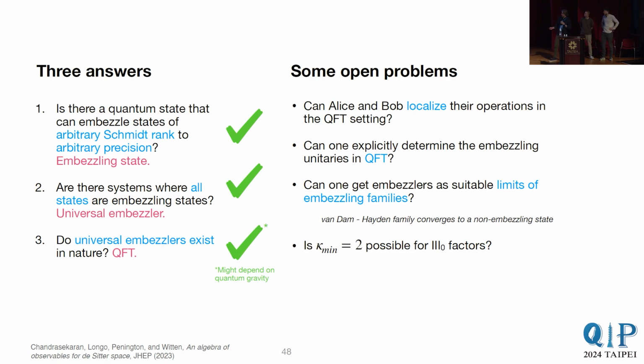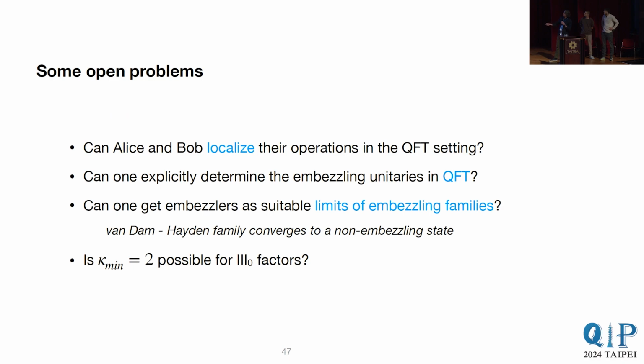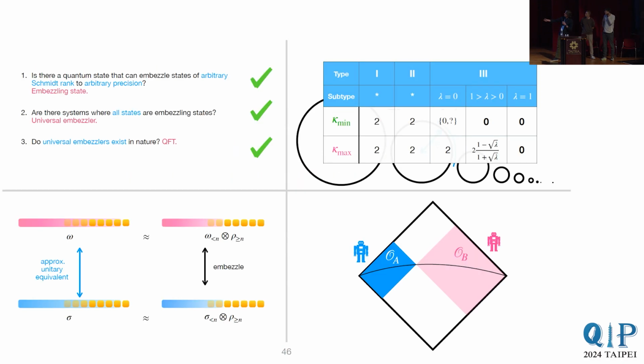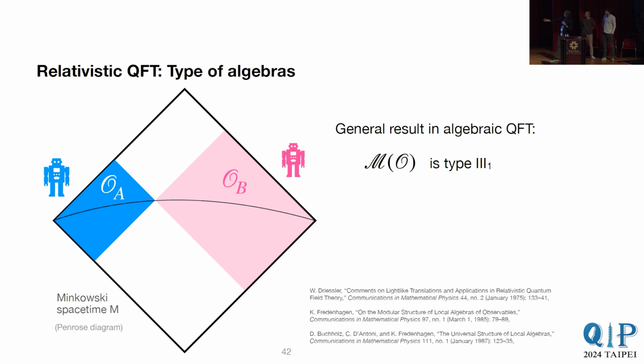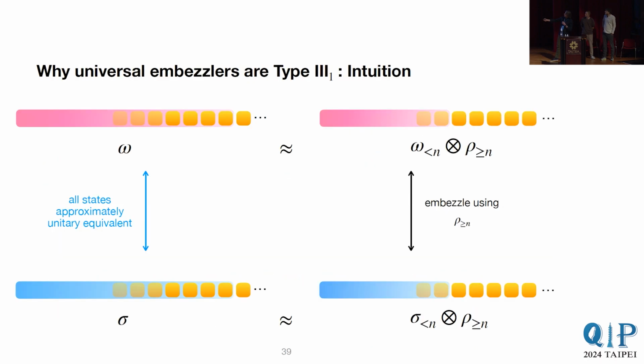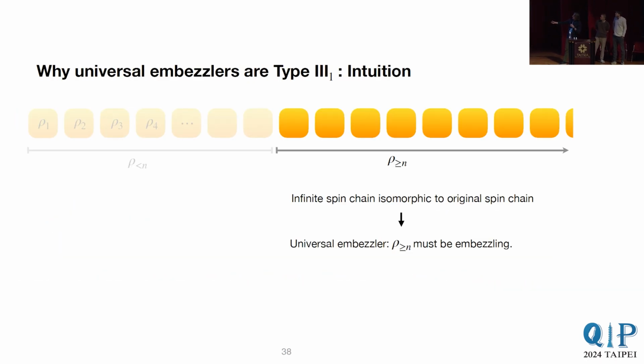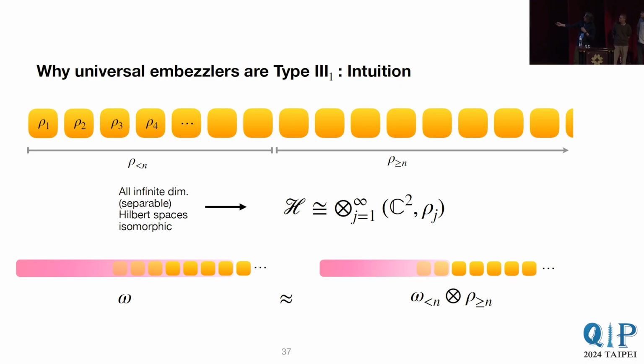For example, maybe I can go back to that slide. Let me see if it works. If you think about the spin chain picture here, the type you get depends on this family of states rho. So what you can do is take a universal embezzler, which is a particular choice of this rho, which gives you the type 3.1 factor.